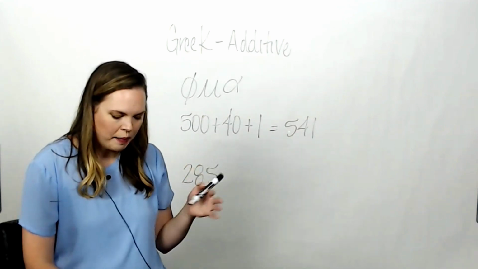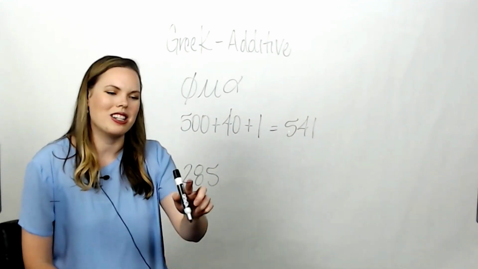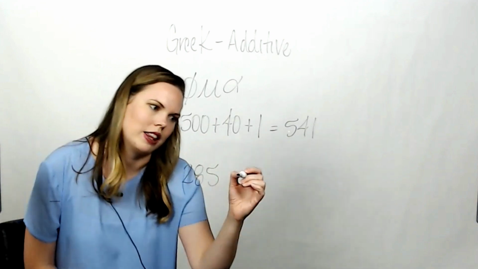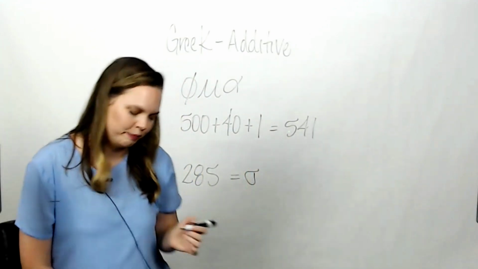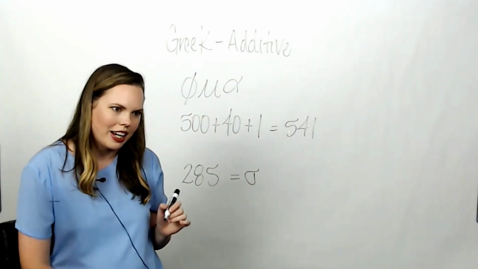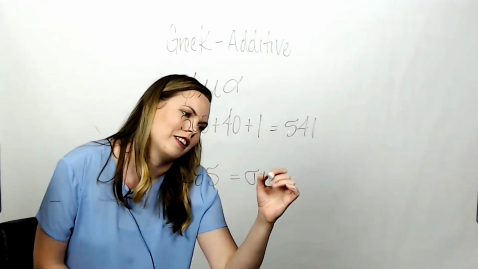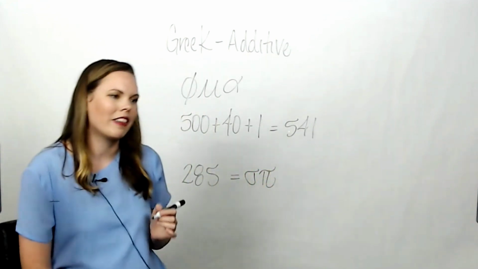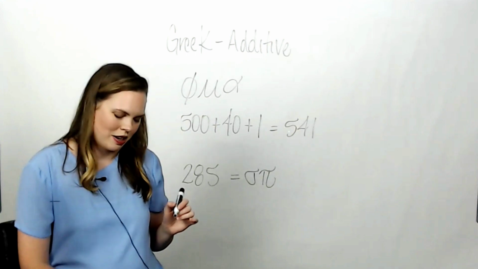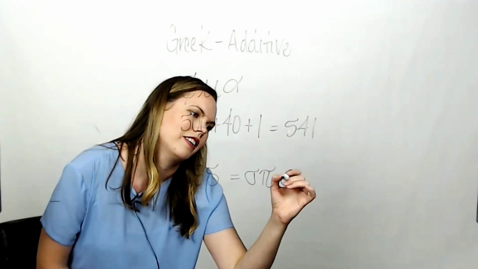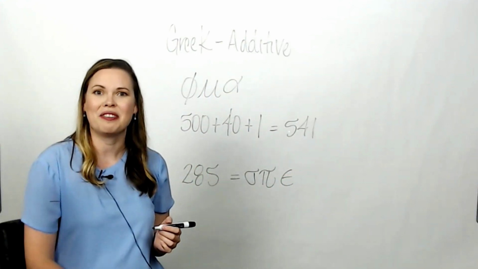So if I look it up, a sigma is what represents 200, and we write that like this. Pi is 80. I'm kind of familiar with pi. And epsilon represents 5. And there you have it.